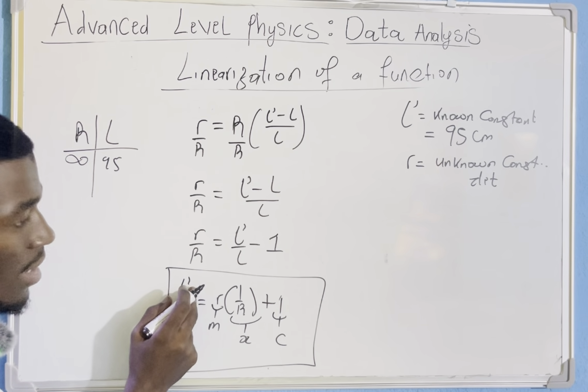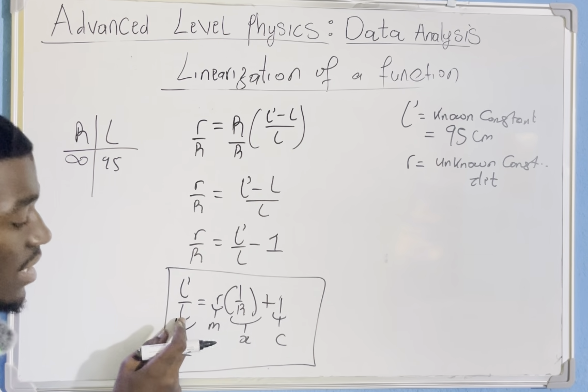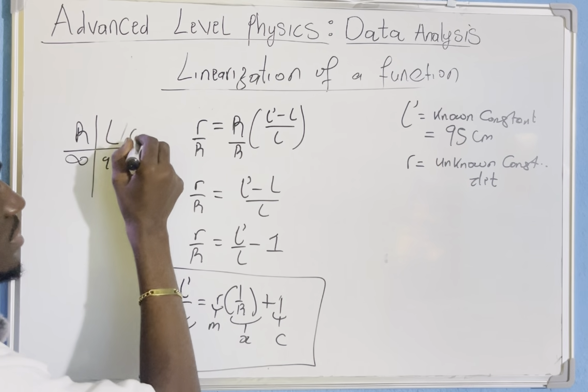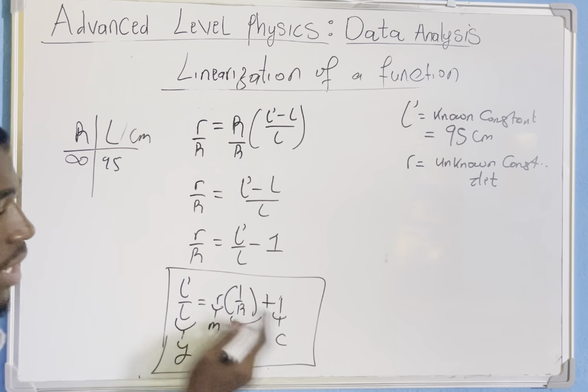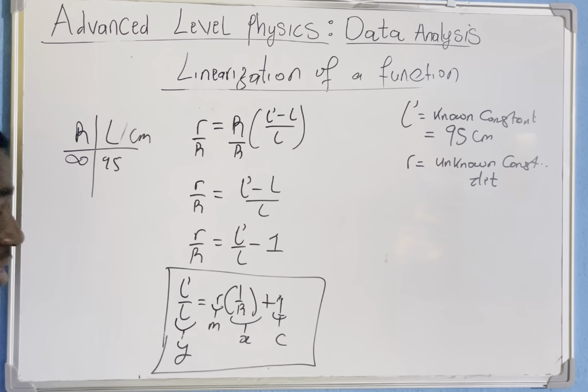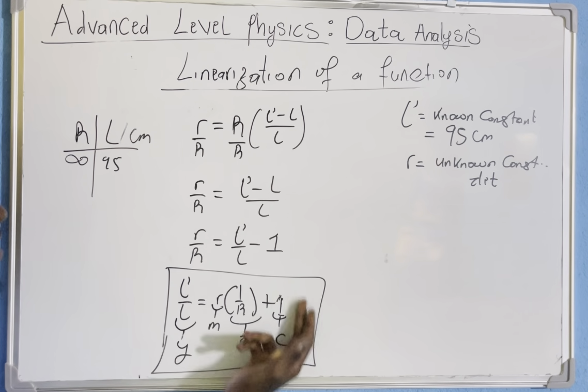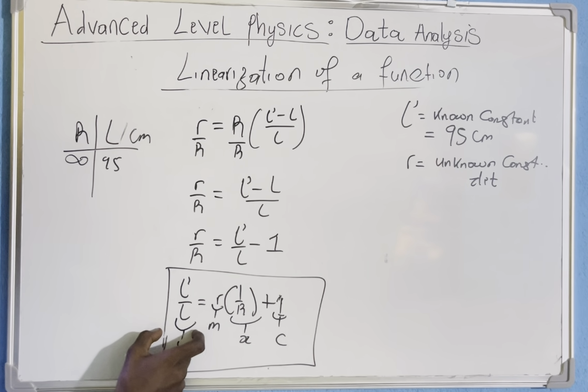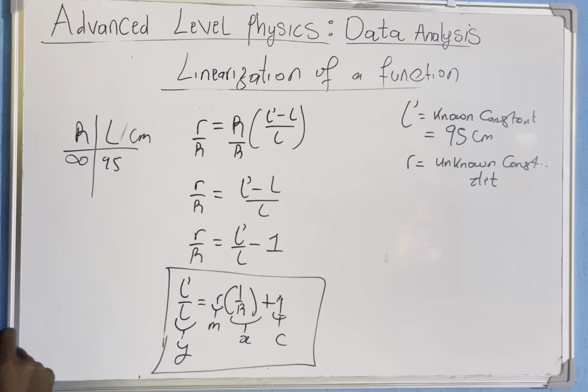The unit of L prime is centimeters. The unit of L here is also centimeters. Centimeter by centimeter is 1, making it unitless as this one. You see that I'm 100% sure that my linearization is correct because the unit or the dimension of my y-intercept coincides with my y. I hope you understand it.